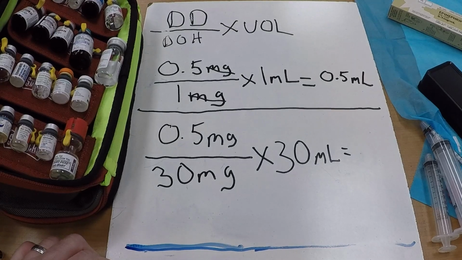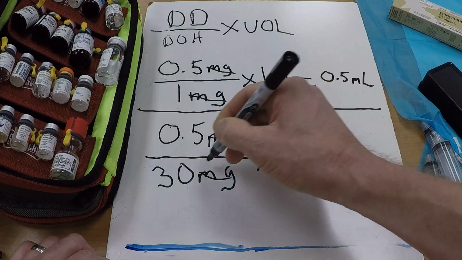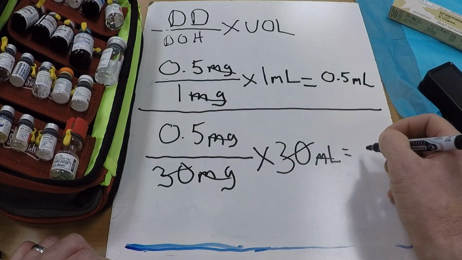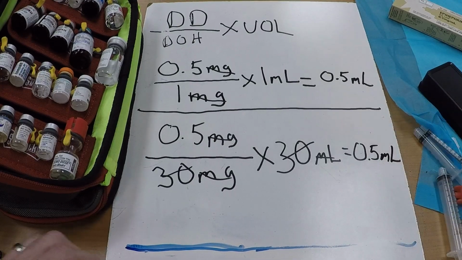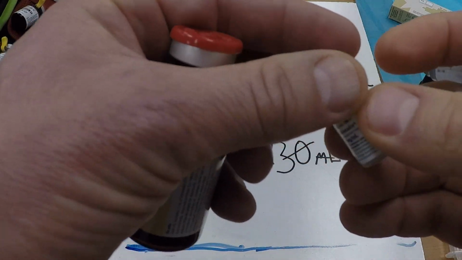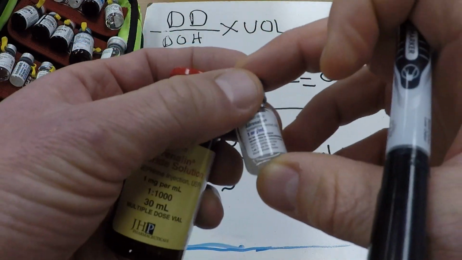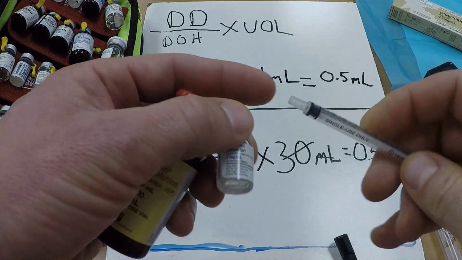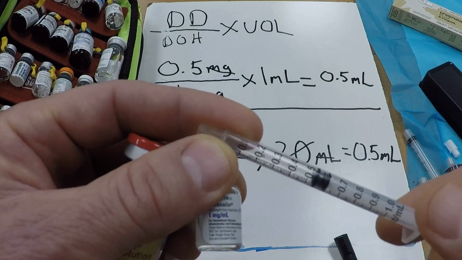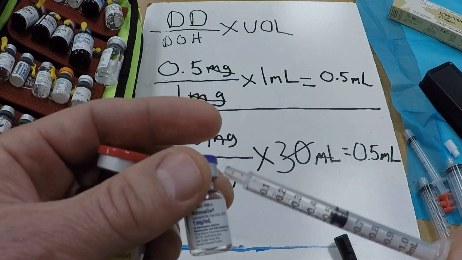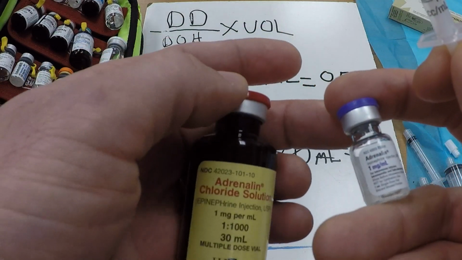So because these cancel out, and the 30 cancels out, we're left with 0.5 milliliters. So going back to the previous lesson, whether you have this vial or this vial, we're going to draw 0.5 milliliters. 0.5 milligrams, 0.5 milliliters, no matter which size vial we're using.